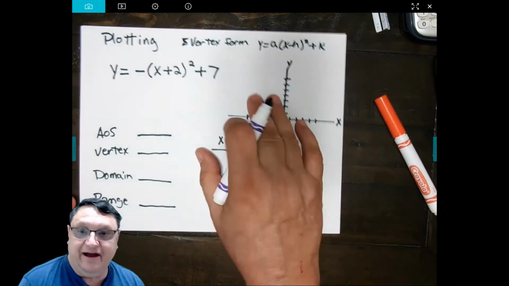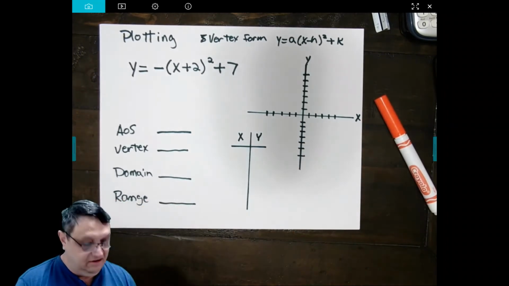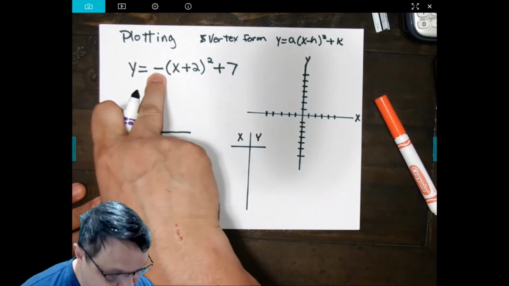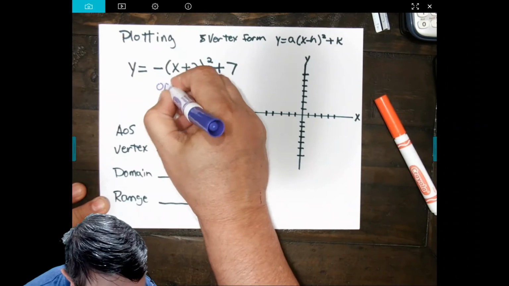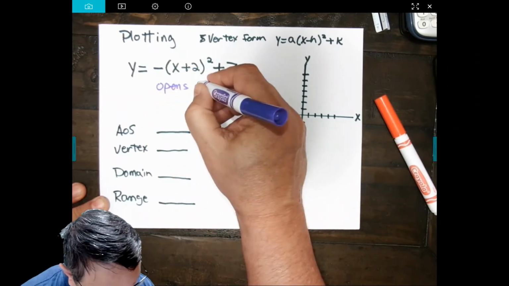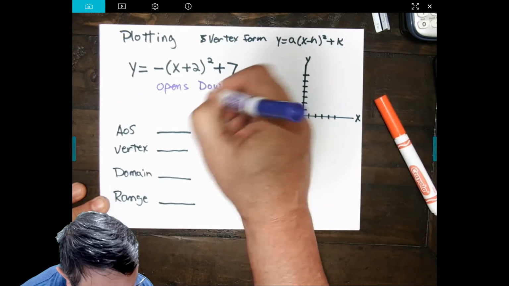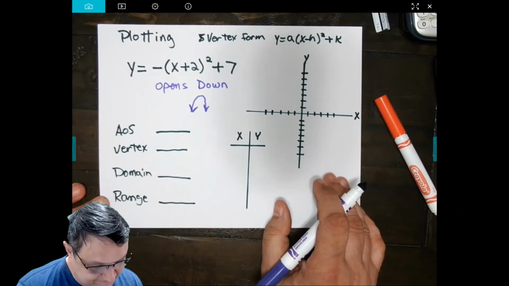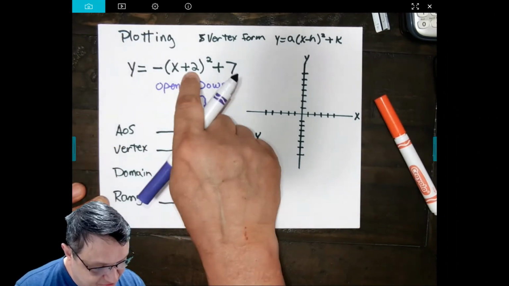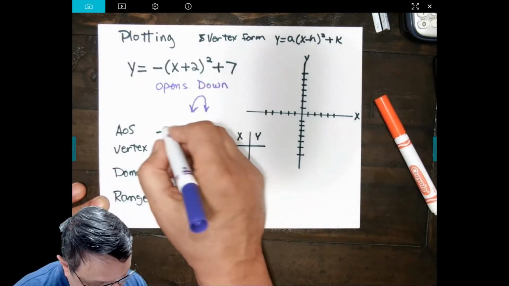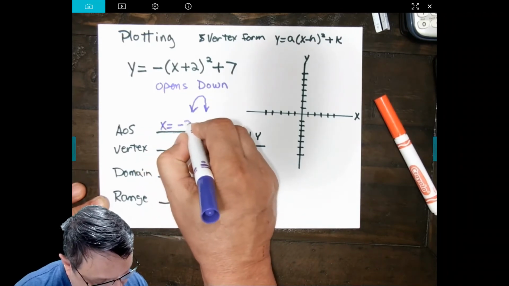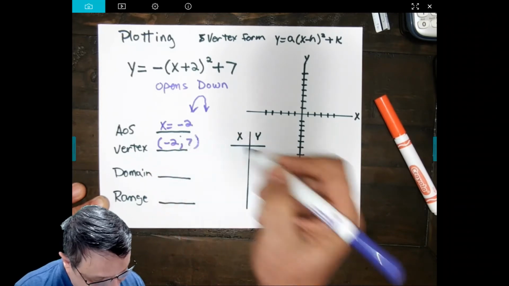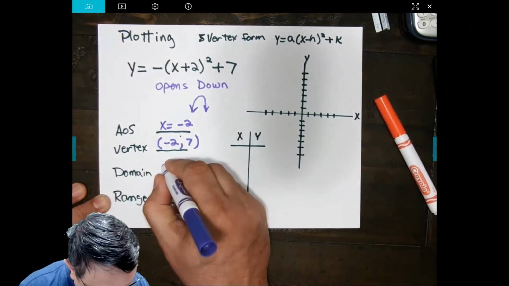Now, an example of actually plotting in vertex form. First thing we need to do is we see the negative for the coefficient here, so we know that it opens down. So we know it's going to make a U in the downward direction. It's not going to hold water. The axis of symmetry is going to be at x equals negative 2. The vertex is at negative 2 and 7. The domain is all real.